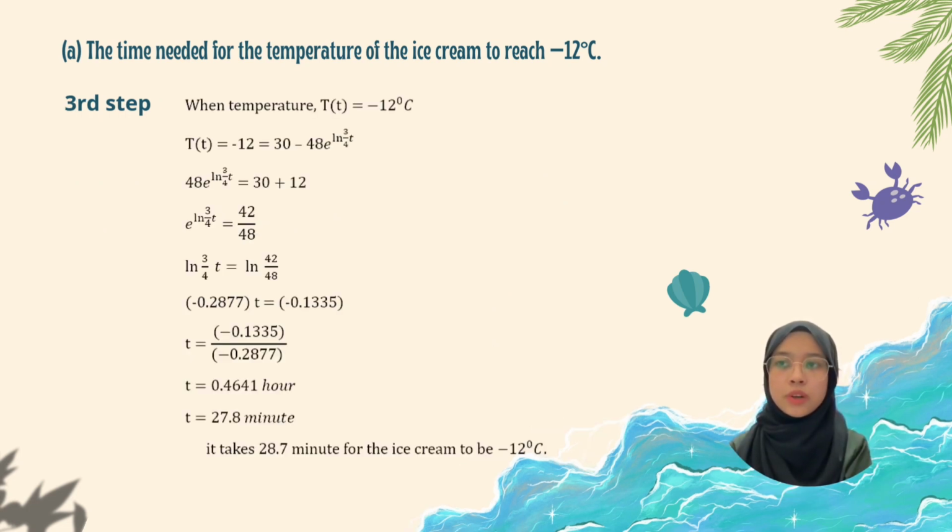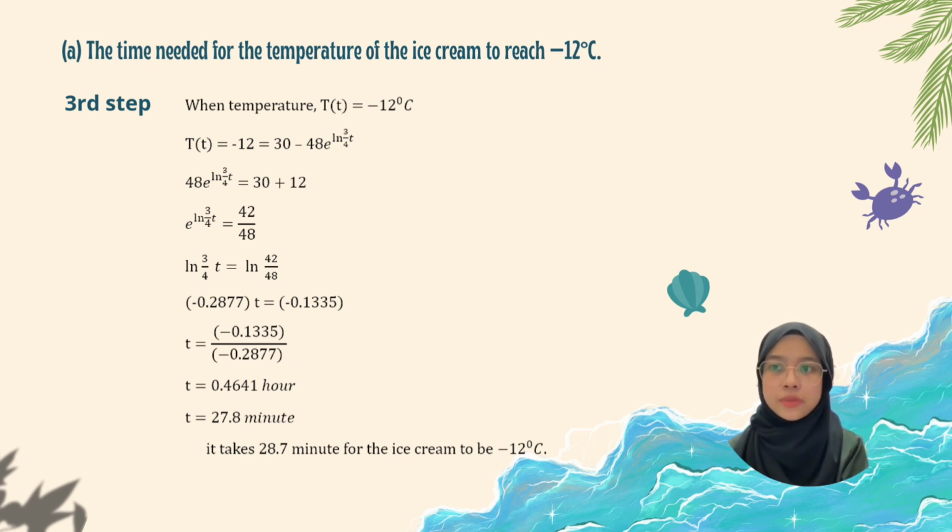Third step, we already know that T(t) equals negative 12 degrees Celsius. So in this question, 30 minus 48 multiplied by e to the power of (ln 3/4)t equals negative 12. We calculate it and we get e to the power of (ln 3/4)t equal to 42 divided by 48. And we get (ln 3/4)t equal to ln of 42 divided by 48.